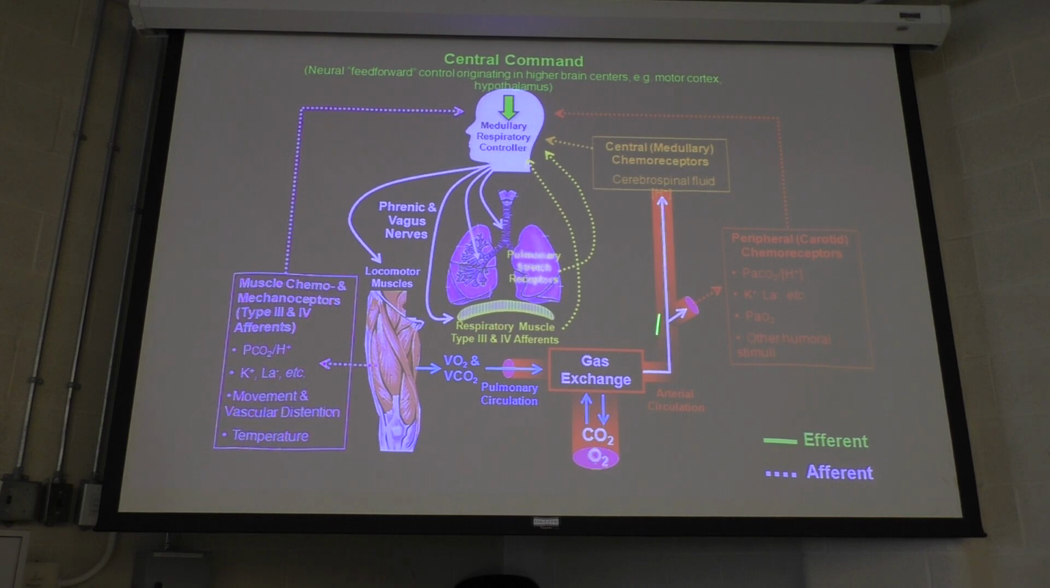We have peripheral or carotid chemoreceptors, which respond to a host of stimuli: hydrogen ion, various ions, arterial CO2, and other humoral stimuli. And then we also have the medullary chemoreceptors that are largely responsible for responding to changes in cerebrospinal fluid hydrogen ion levels. So we have all of these candidates that can contribute to the control of ventilation during exercise. That's all this slide is meant to show: there are many different factors that can contribute to the control of ventilation during exercise.